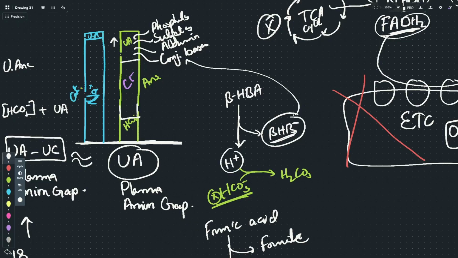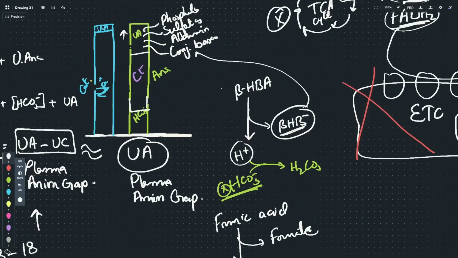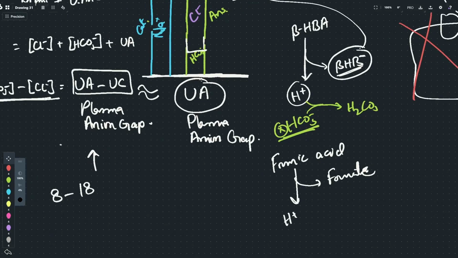So anyhow, the point is that in any scenario, in any type of metabolic acidosis, if the conjugate base is also delivered along with the acid, what is happening? Along with the acid, a conjugate base is also delivered or produced, or whatever you want to call it. Basically, whenever the conjugate base rises, it will cause a rise in anion gap.